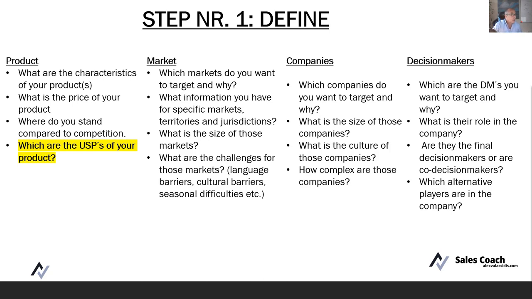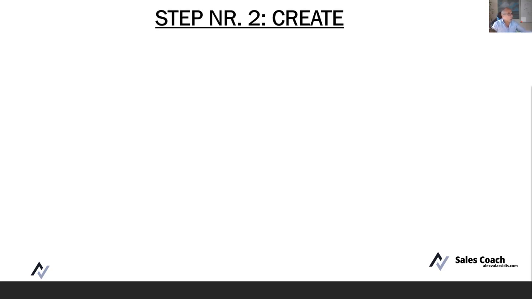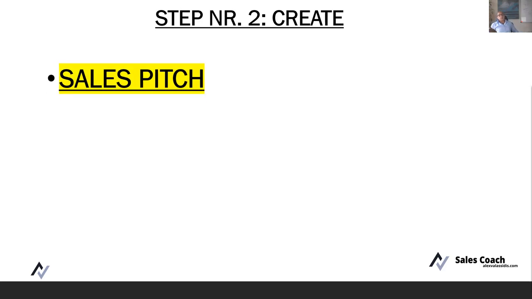So once you identify and define those variables, the product, the market, the company, and the decision makers, then go on to step number 2. And step number 2 is to create the communication that you want to have with these prospects. The first part of communication that you need to create is the sales pitch. The reason why the sales pitch comes first is because it is this document, this written information that is going to be transmitted to the decision maker and is going to be used as a reference to create other communication too.